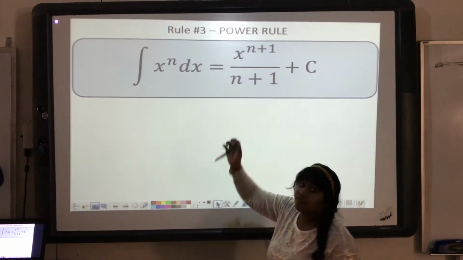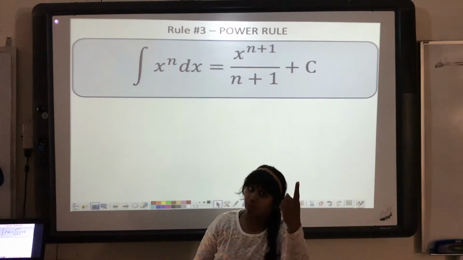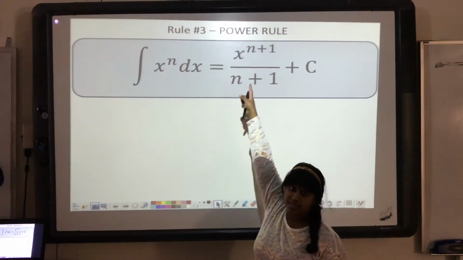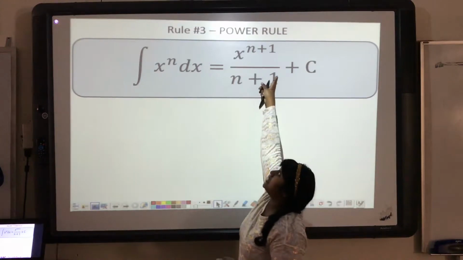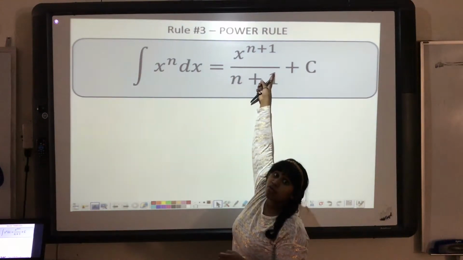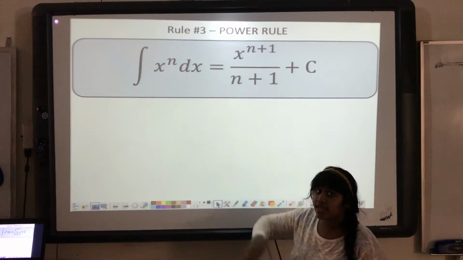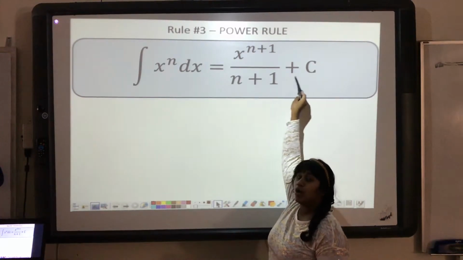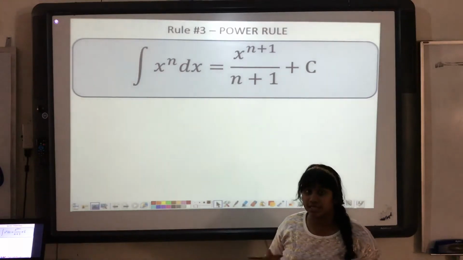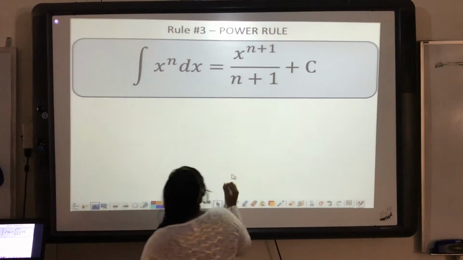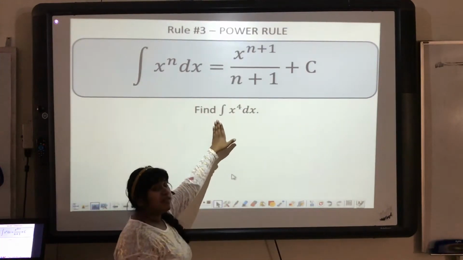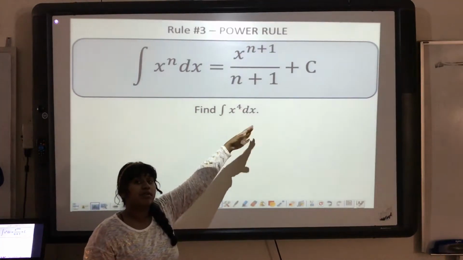So all I'm going to do, very simply, step 1, I'm going to add 1 to my exponent. Step 2, I'm going to divide the whole thing, so all over my new exponent, or n plus 1. It's that simple. But of course I can't forget to always, always, always tack on plus c. So let's explore a very simple problem. We're going to do the integral of x to the 4th dx.